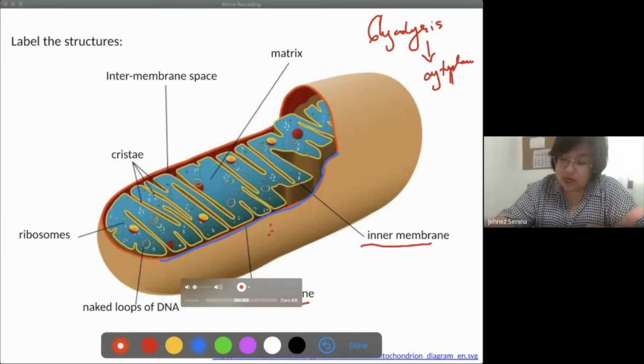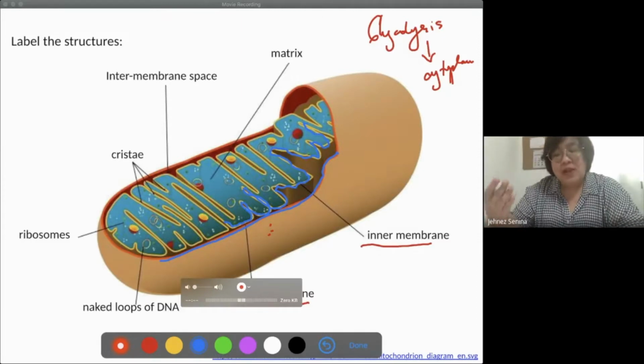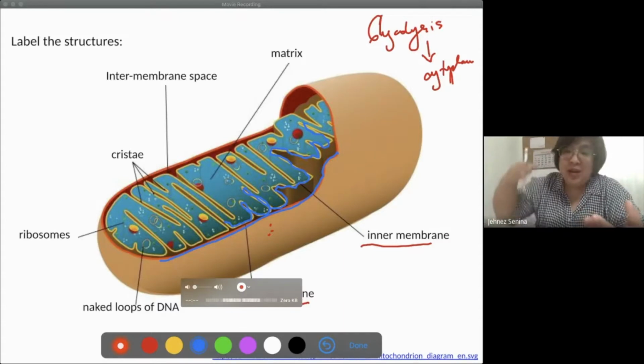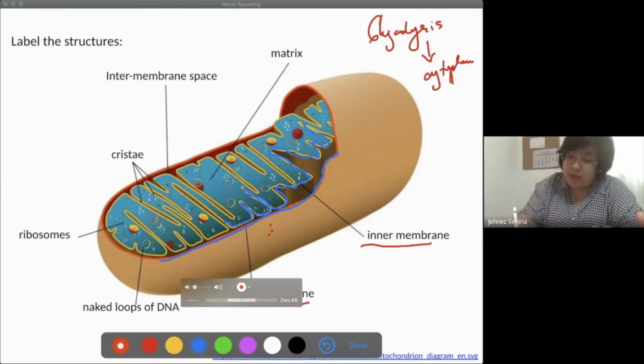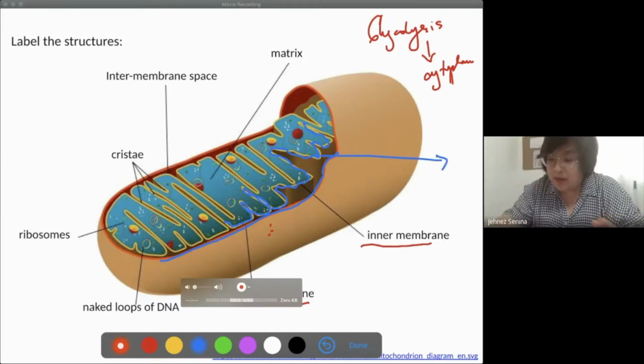So this one right here, that's the inner membrane. The inner membrane is folded there. Why folded? Every time you see any structure inside the body that's folded, it means the purpose is to increase surface area. So the inner membrane is folded, which means we're trying to increase the surface area. Why? Because something really important happens here in the inner membrane.